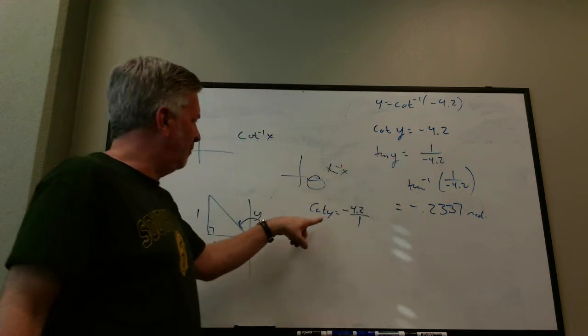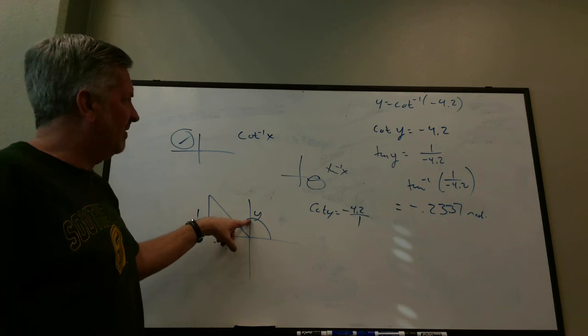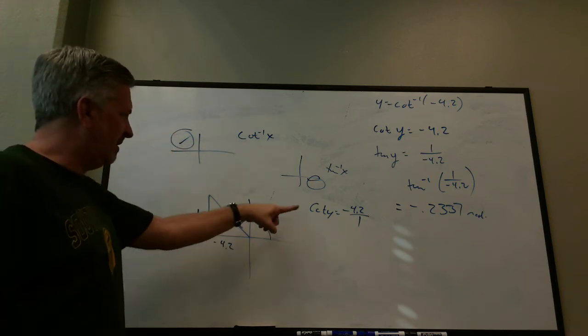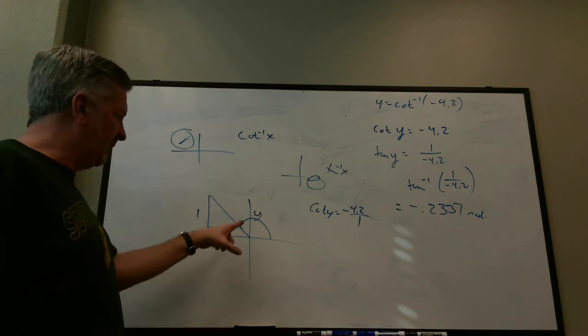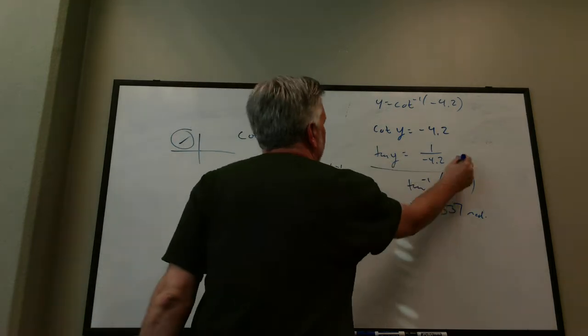Cotan y is negative 4.2. Think of that as over 1. I know y is in the second quadrant, so cotan inverse of a negative number is in the second. And cotangent is minus 4.2 over 1. So this is the angle I'm looking for. Now think about what we have here.